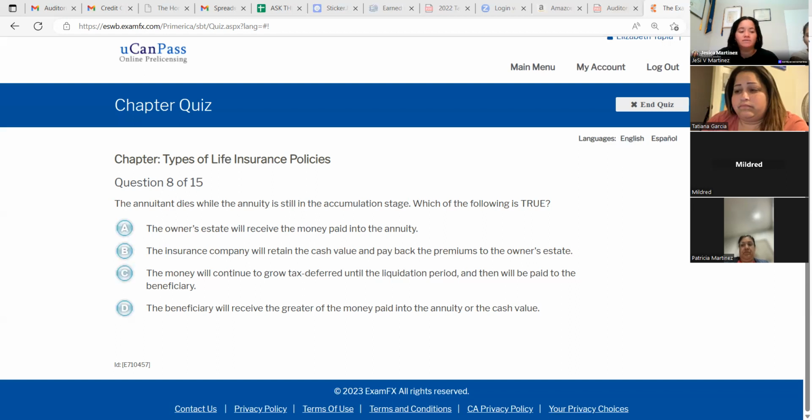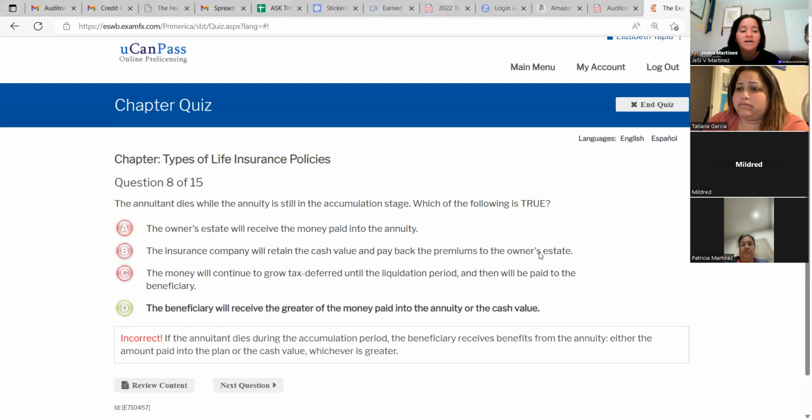Ellie thinks it's B. Do you guys think they will pay back the premiums? Let's see if we're right. No. Oh, the beneficiary will receive the greater of the money paid into the annuity or the cash value. That's even better, because honestly, the part that we read said pay back premiums.